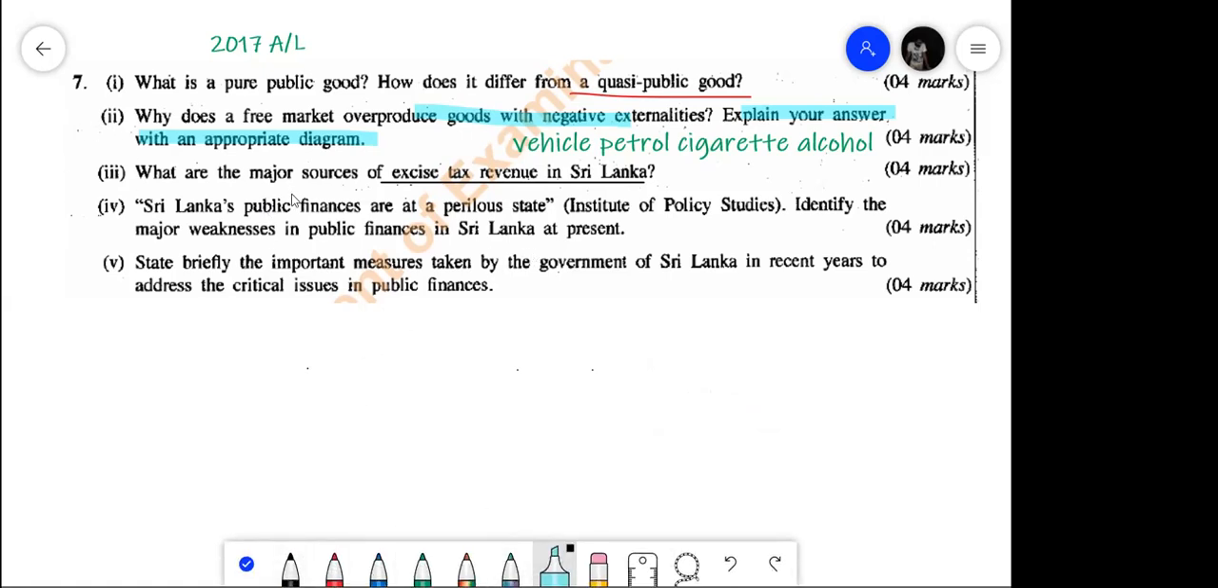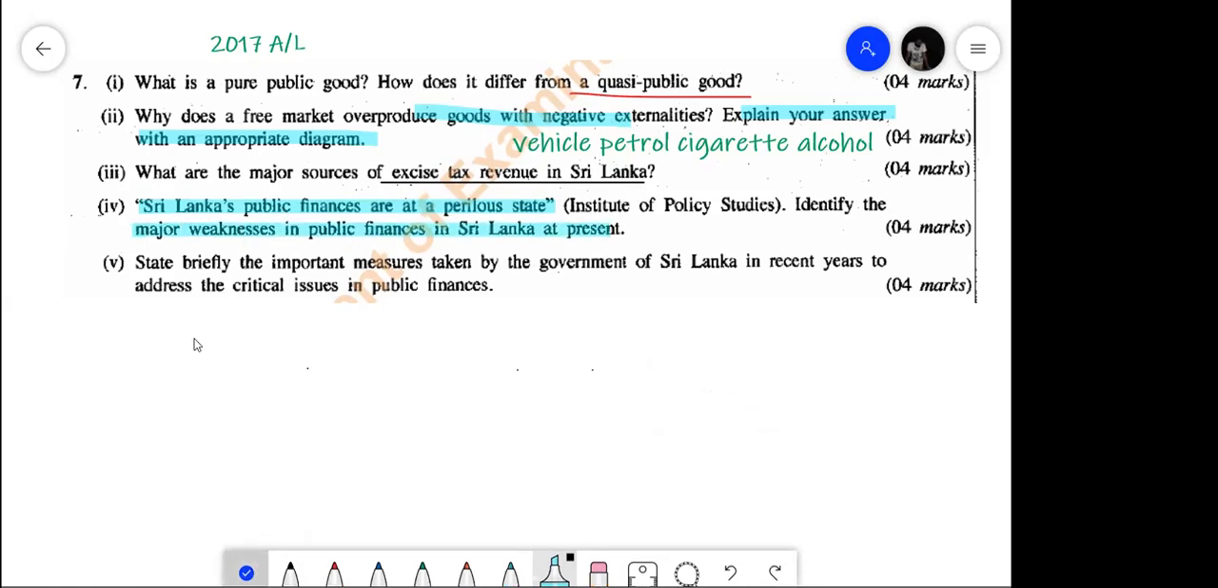Now, this is also another question that I went very prepared with, right? Sri Lanka's public finances are at a perilous state. Yes, perilous means it's a bad state, right? It's at a worse state. Now, again, it can be a question in your year also. They will not give you the exact sentence, right? So, identify the major weaknesses in public finance.